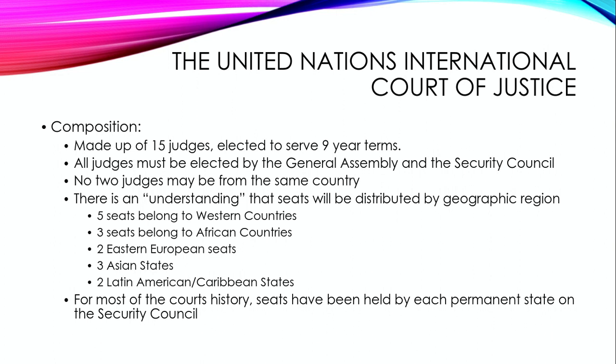So the ICJ is made up of 15 judges elected to serve 9-year terms. All judges must be elected by the General Assembly and the Security Council. No 2 judges may be from the same country, and there's an understanding that seats will be distributed by geographic region. 5 seats belonging to Western, 3 belonging to African countries, 2 to Eastern European, 3 to Asian states, and 2 from Latin American or Caribbean states. So for most of the court's history, seats have been held by each permanent state on the Security Council.